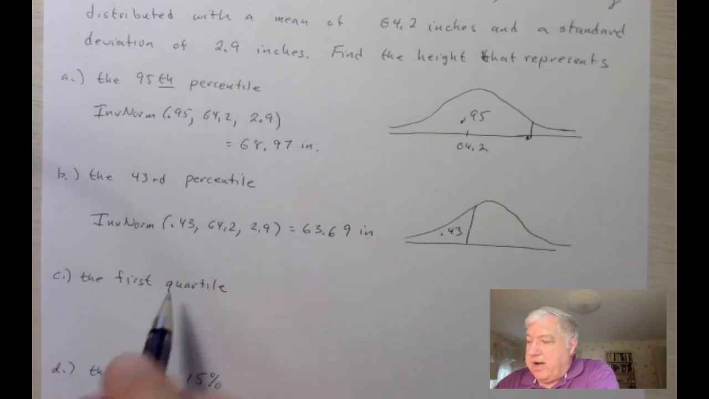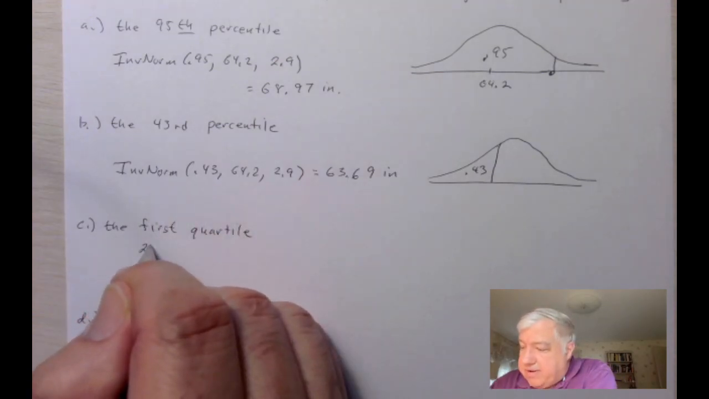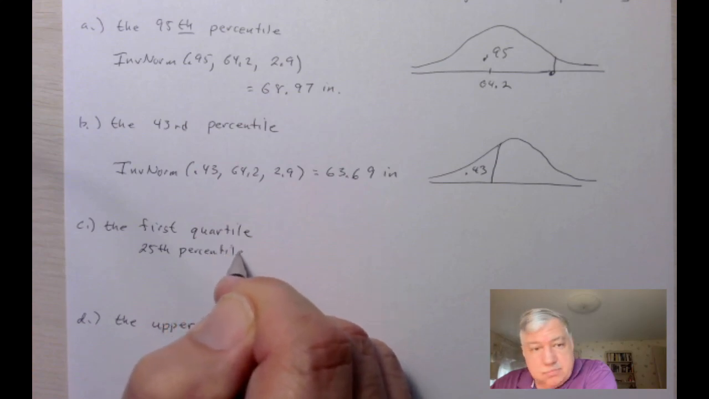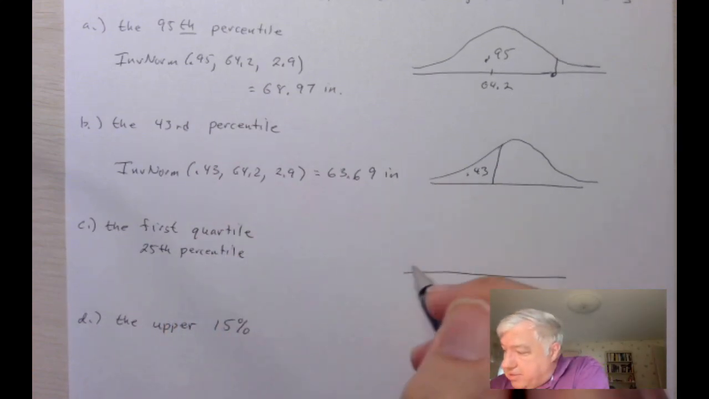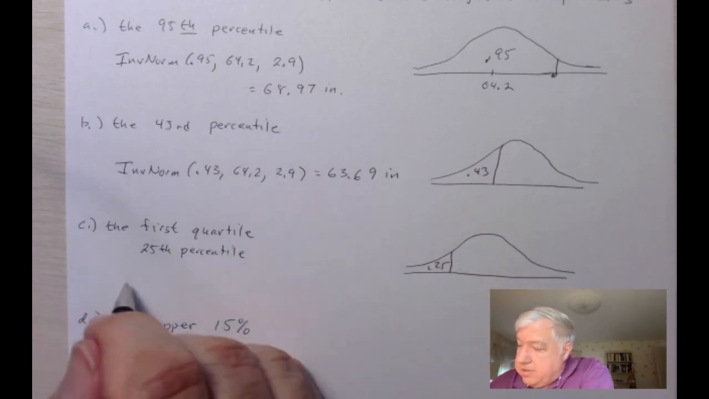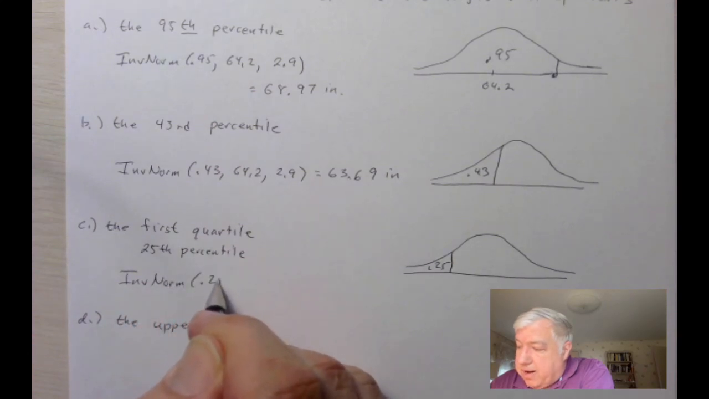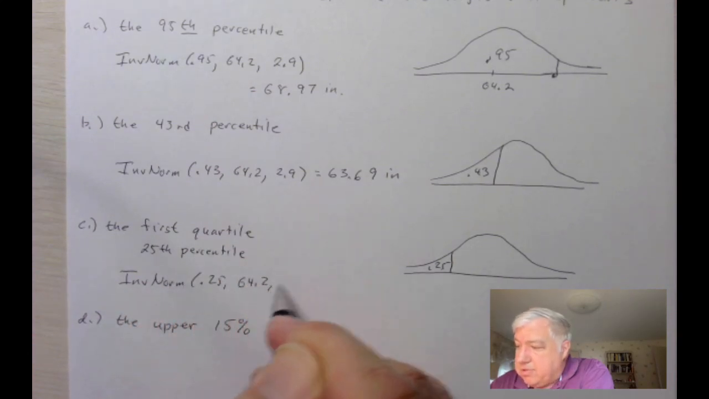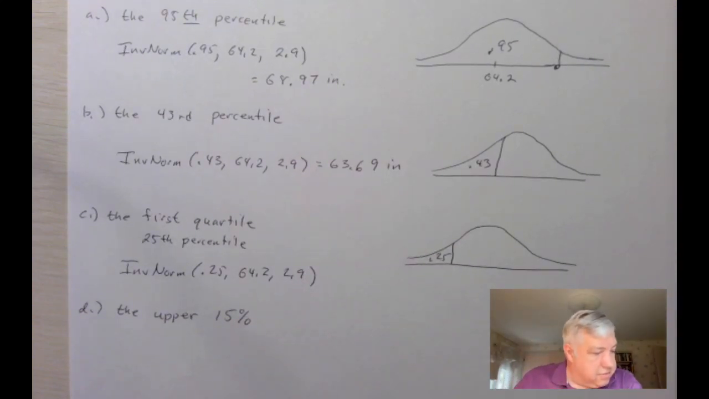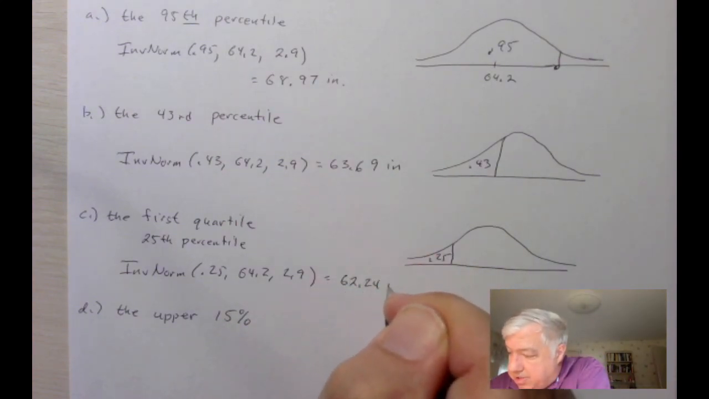The first quartile. Remember, this is the same thing as the 25th percentile. All right, so we have a situation here where we have 0.25. So we use inverse norm of 0.25, 64.2, 2.9. And this turns out to be 62.24 inches.